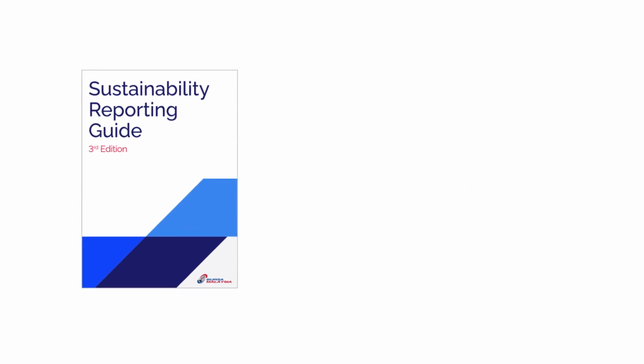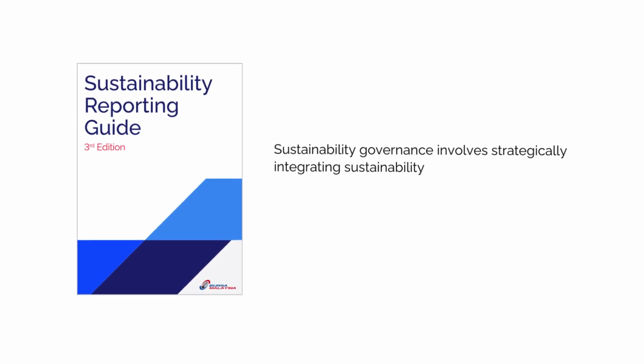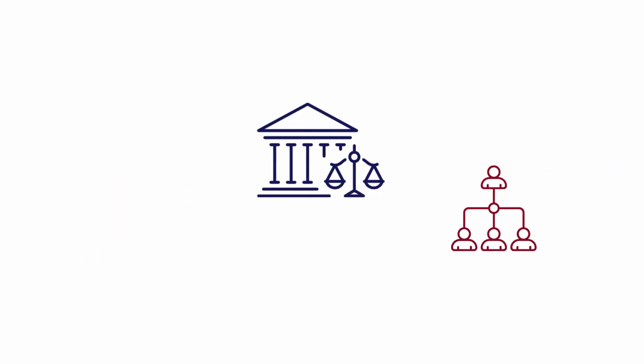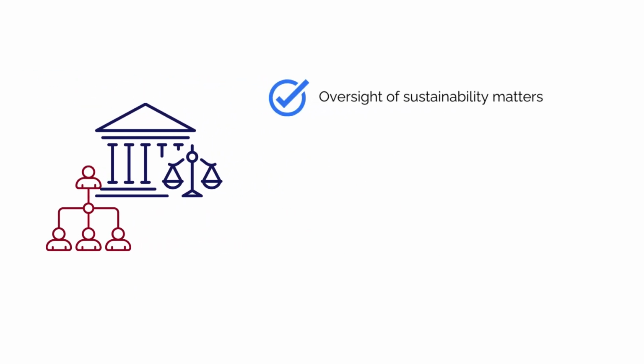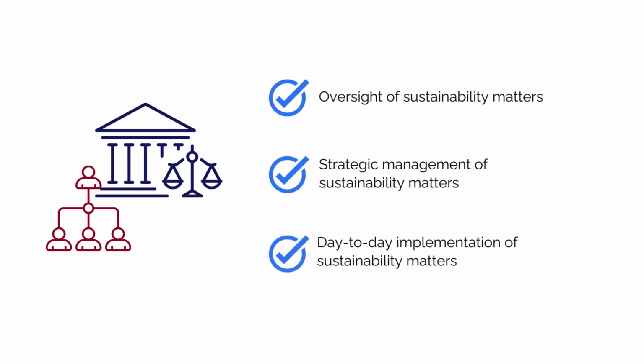At its core, sustainability governance involves strategically integrating sustainability principles into decision-making processes. For the first part of the chapter, we will focus on the oversight of sustainability matters, strategic management of sustainability matters, as well as day-to-day implementation of sustainability matters.